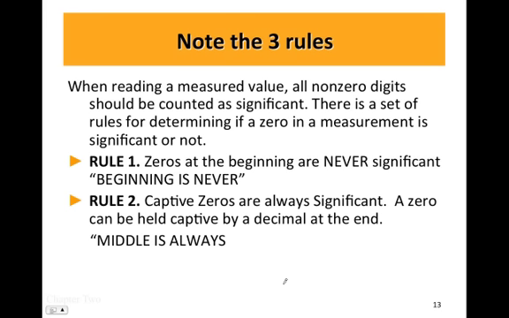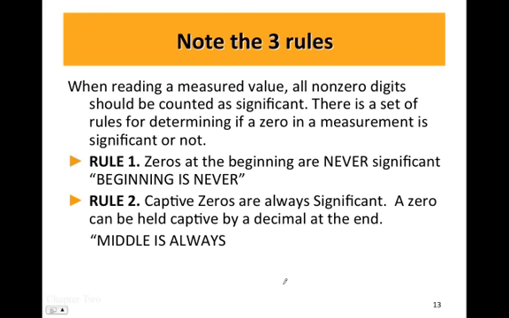Alright, so now we know how to measure an object, but in order to calculate using that measurement, we need to be able to identify the number of those figures that are significant. Sometimes we get this out of a measurement, sometimes we get this as a given in a math problem. So let's go ahead and look at the 3 rules that determine how many digits are significant in a given figure.